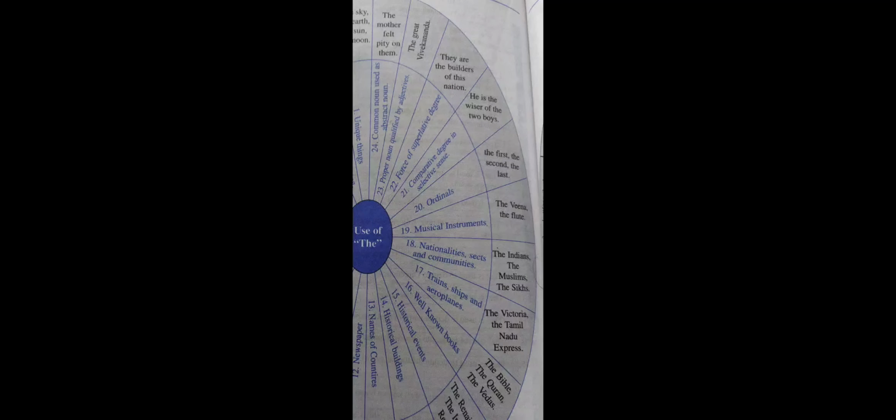It is also used for comparative degrees, but in a selective sense. He is the wiser of the two. When there is a comparison between the two, and we make a selection between them, there we make use of the. Or, for example, for superlative degrees: they are the builders of the nation. And here we want to give the citrus.